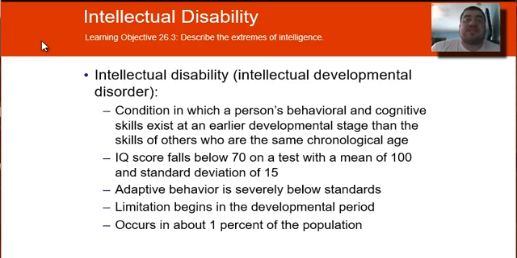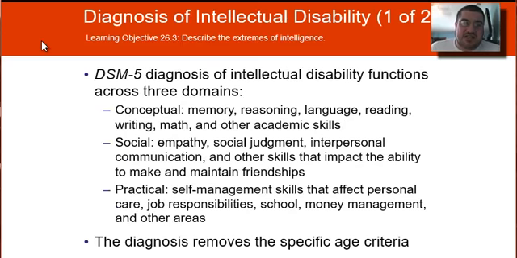So a little more on intellectual disabilities. It's when a person's behavioral and cognitive skills exist at an earlier developmental stage than the skills of other people who are the same chronological age as that person. And usually this person's IQ falls below 70 on an IQ test. Their adaptive behavior towards situations is severely below standards. Limitation usually is noticed in the developmental period when a person is a child. It occurs in about 1% of the total population.